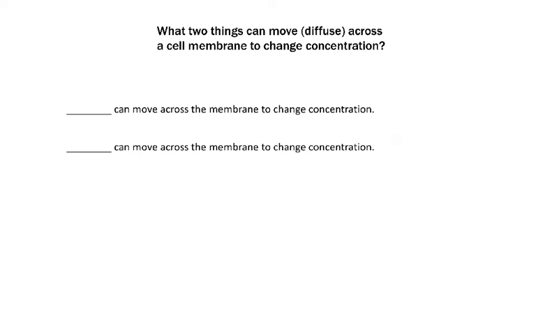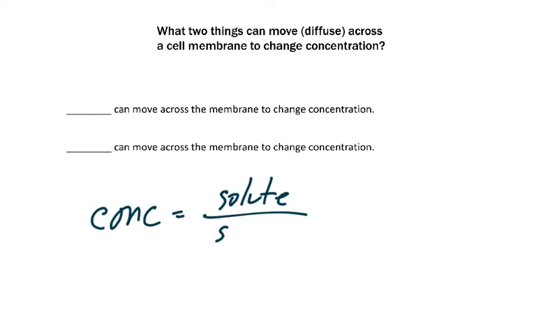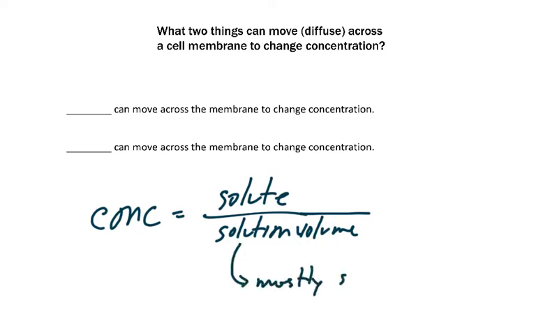So think about what concentration is in general, right? It's solute over solution volume. So some amount of solute one way or another, and then the volume of the solution, which is mostly going to be the solvent, which is usually water, right? So if you wanted to change the concentration, you could change this or change this, right?